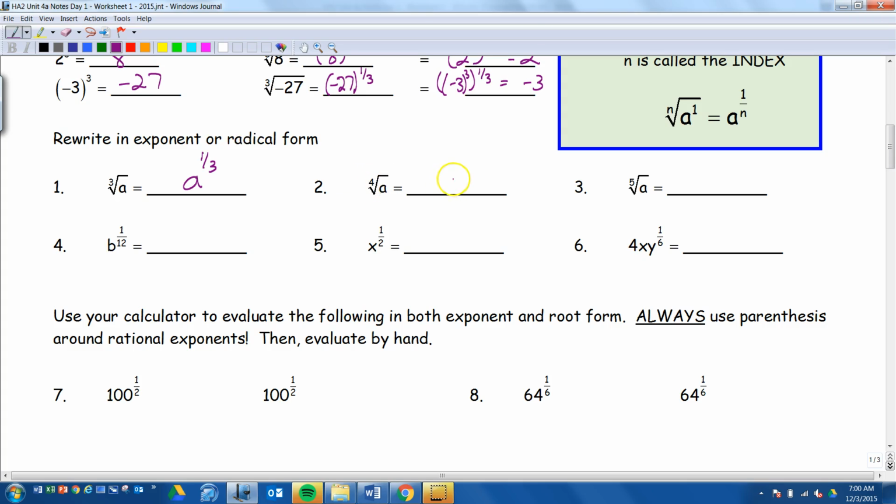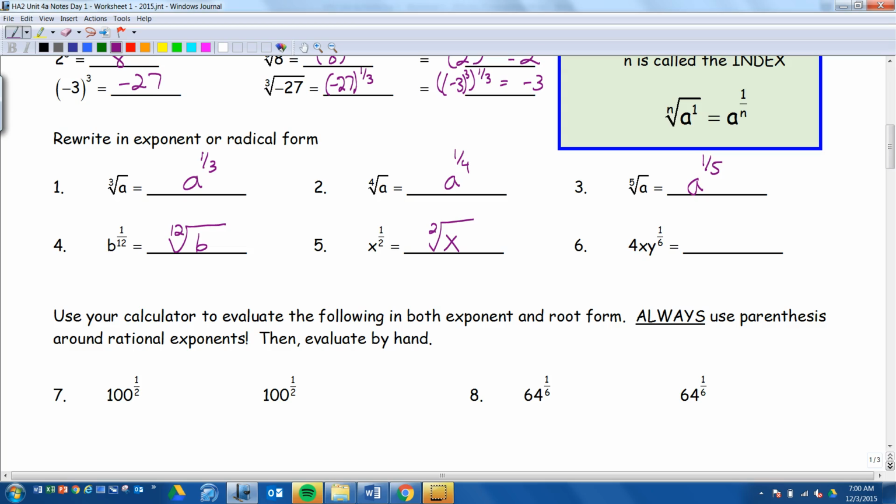The fourth root of a is a to the 1/4. The fifth root of a is a to the 1/5. So this is now b to the 1/12. The index is 12, so that's the same thing as saying I want the 12th root of b. The 1/2, x to the 1/2, is the same thing as saying I want the square root of x.